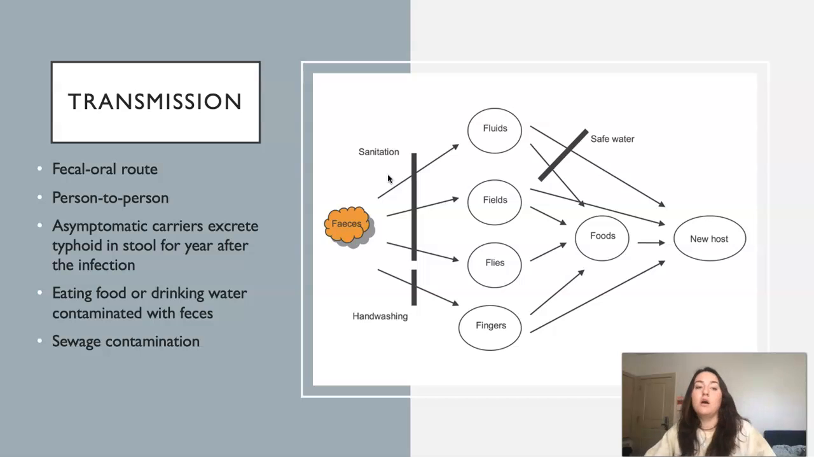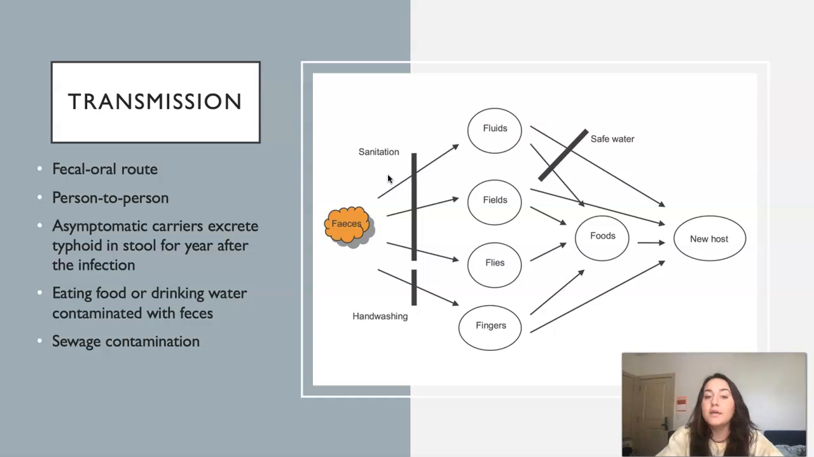So the transmission of typhoid fever is fecal-oral route, person-to-person transmission. Asymptomatic carriers can still have typhoid in their stool for up to a year after they've actually been infected. And this is the same with someone who has recovered. They can still be carriers of the bacteria, and they can infect other people. Eating food or drinking water that has been contaminated with feces is also obviously a major transmission, and the same goes for sewage transmission. I'll get into sewage transmission a little bit later.